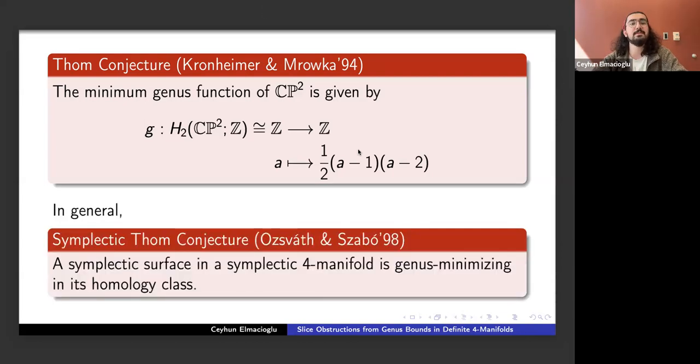And it turns out this is a specific instance of a more general theorem. It's called the symplectic Thom conjecture, which was proved by Ozsváth and Szabó in 1998. If you know symplectic geometry, this will make sense. If not, it doesn't matter. A symplectic surface in a symplectic manifold is genus minimizing in its homology class. So if you have a symplectic manifold, then to determine the minimum genus function, you have to construct a symplectic surface representing that homology class, and then you will have the minimum genus function.